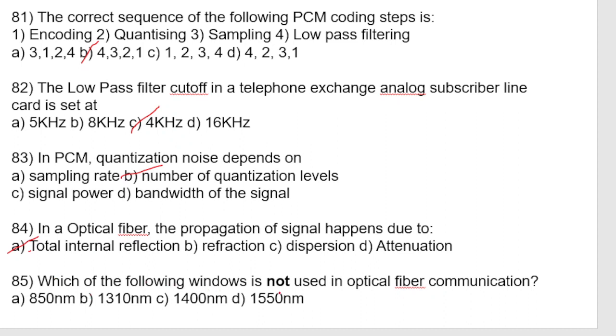Which of the following window is not used in optical fiber communication? It is asking not, that is important. So 850 nanometer we are using, 1310 nanometer we are using, 1400 we are not using, and 1550 nanometer we are using. So that is important. This is also important because we are using in this FTTH. So this question can also be repeated.